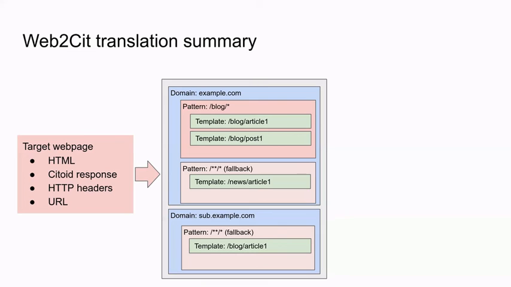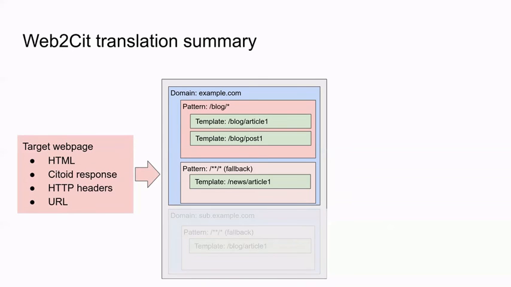So the first thing Web2Cit does when it gets a target web page is it checks the target's domain. So let's say in this example, we are trying to translate example.com/blog/article2. So the first thing Web2Cit does is it checks what domain it should use. So if it is example.com, it's not going to use sub.example.com. It's going to use the configuration saved for example.com because that's the target's domain.